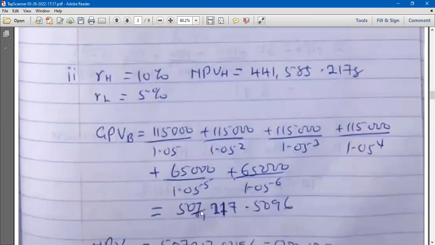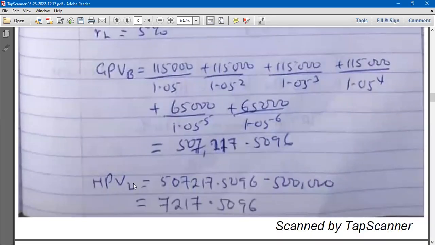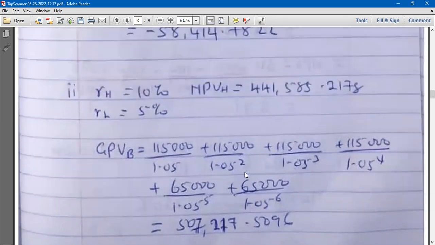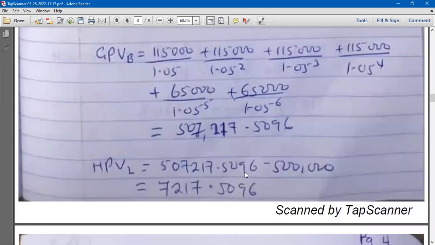We are getting the gross to be 507,217.5096. Okay, this is the gross. Then we need to find the MPV. So here we are getting the gross, which is 507,217.5096 minus the initial cost, which is 500,000. So that here we are getting a positive number, 7217.5096.